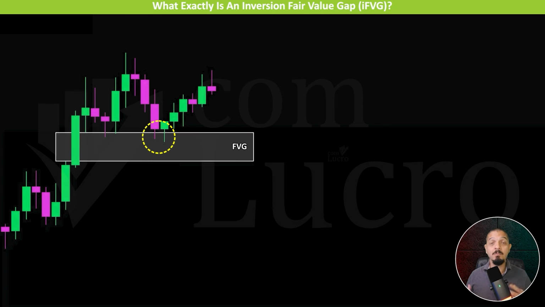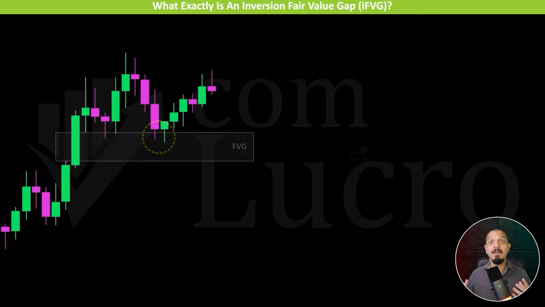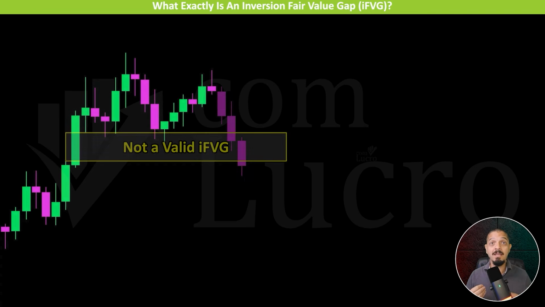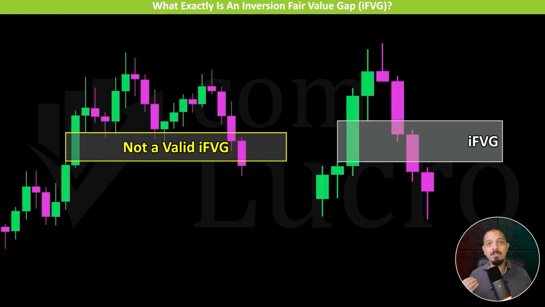Now, there is an important detail to understand. Fair value gaps are considered one-time use. Once price has reacted to an FVG and the market has already delivered a move from it, we no longer treat that same gap as a fresh trading opportunity. If price later breaks through it, we do not classify that as an inversion FVG. When searching for a true inversion, we want to see a sharp shift in momentum that fully disrespects the gap from the start.